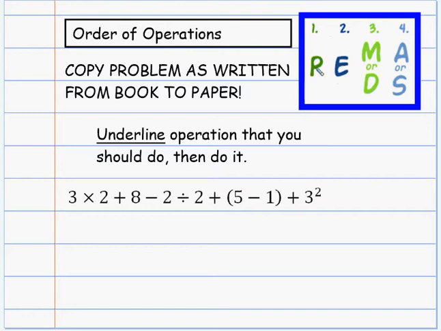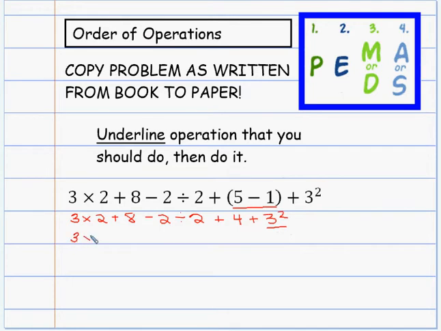So we're going to start with P, parentheses. And again, rewrite everything that you did not just underline. And yes, it is a lot of writing, and yes, you will be fine. This is what good math students do, is write out all of their work. 5 minus 1, 4, plus that 3 squared. Okay, do I have any more parentheses? Nope. So, exponents. I have an exponent right there.